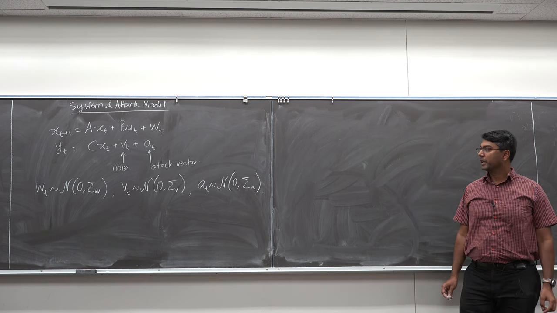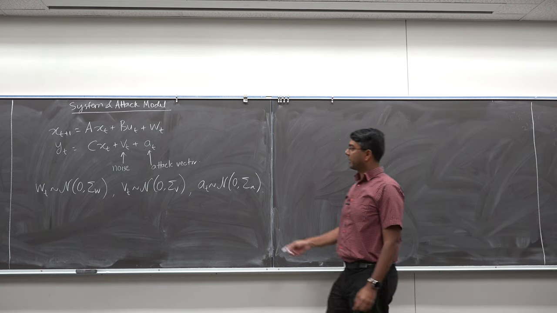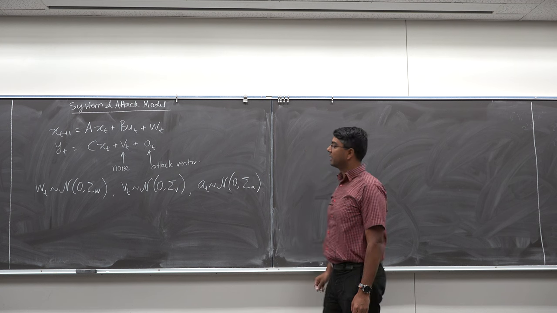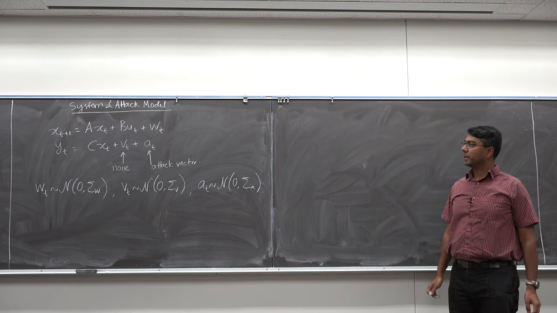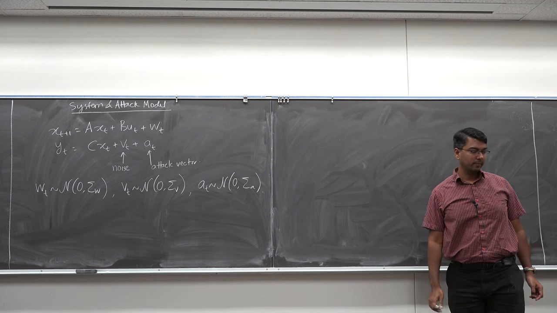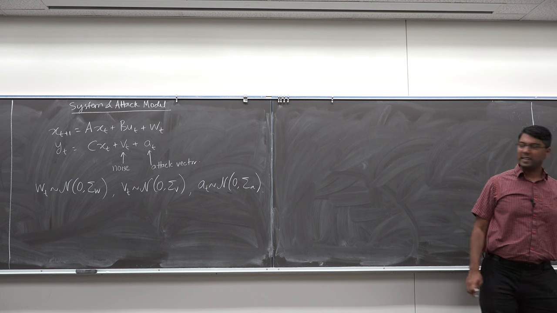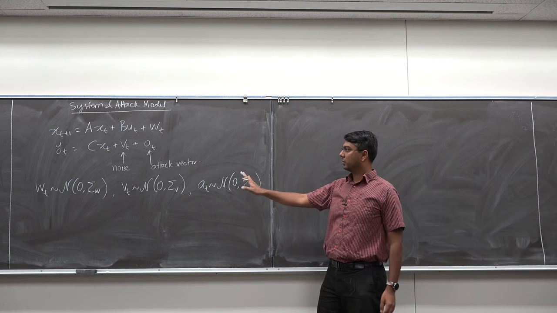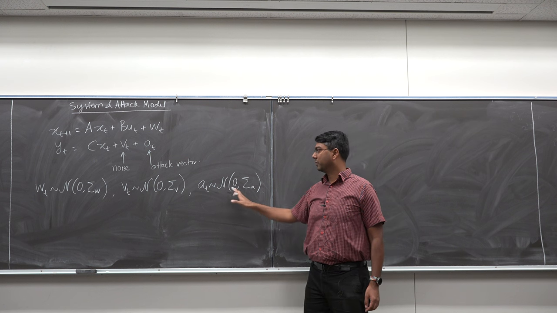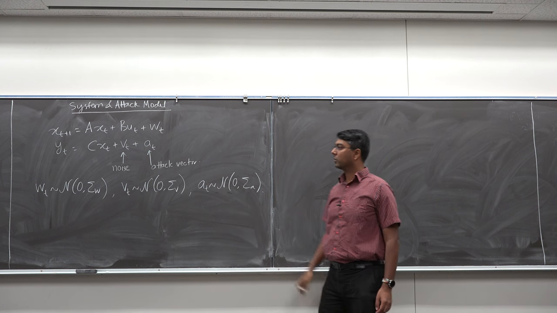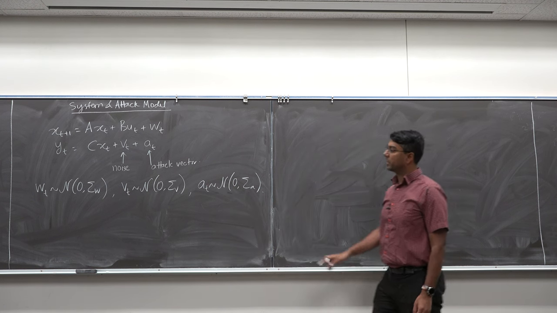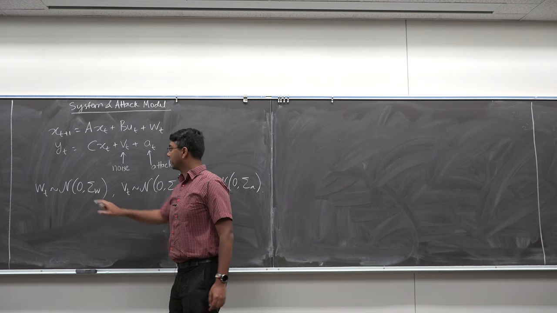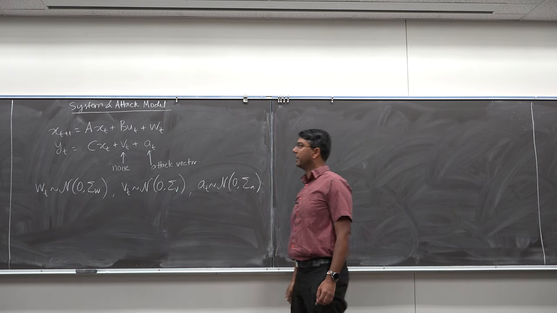For the purpose of today's discussion, we will assume that the attack vector is also a random vector, with mean zero and covariance sigma I. It really doesn't matter if we know this value or not, because the way we are going to set up the problem, we don't care about this part. We only care about the knowledge of sigma V and sigma W, and of course the A, B, C matrices.